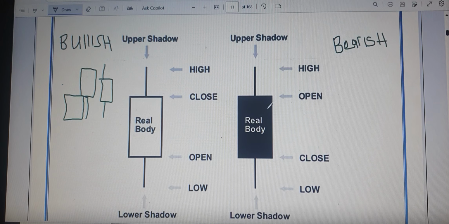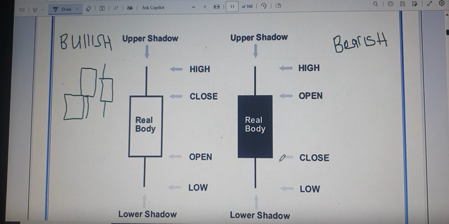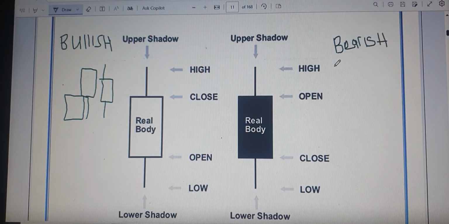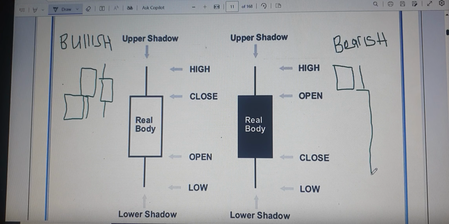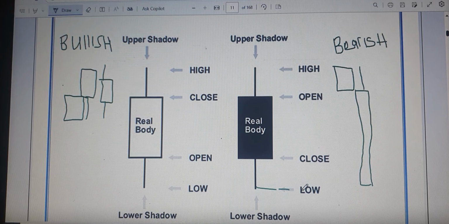Now it opens from here and closes from here. It opened from here, but when it opened, it was pushed up by buyers. But again, sellers were very strong. They pushed it back down here, meaning this body is phased out and we have a wick. Then it was later pushed down to this level. You can see here, up to this level. This is now the body.